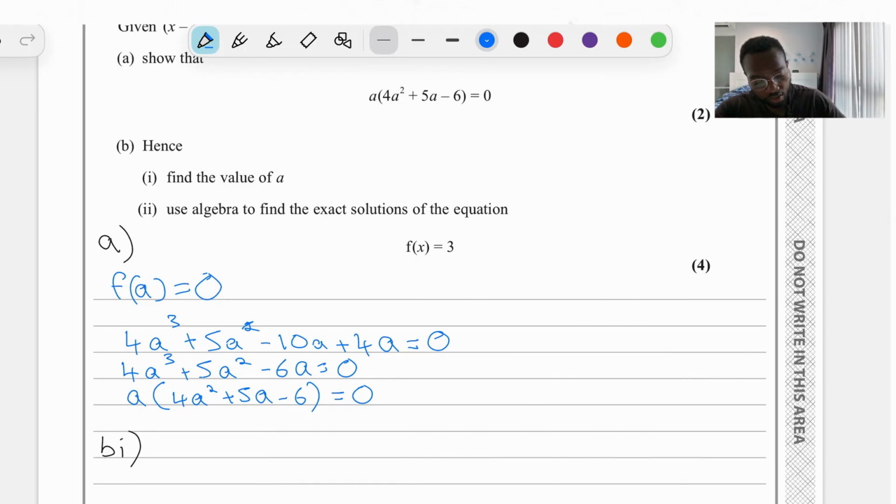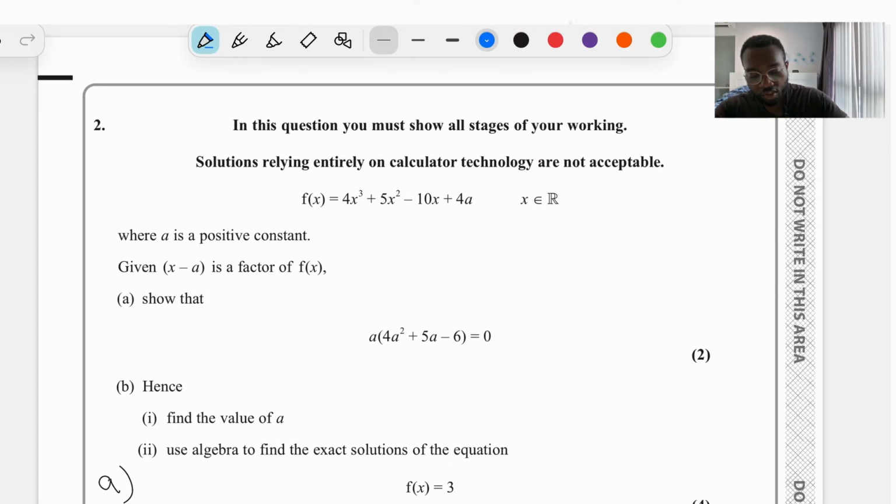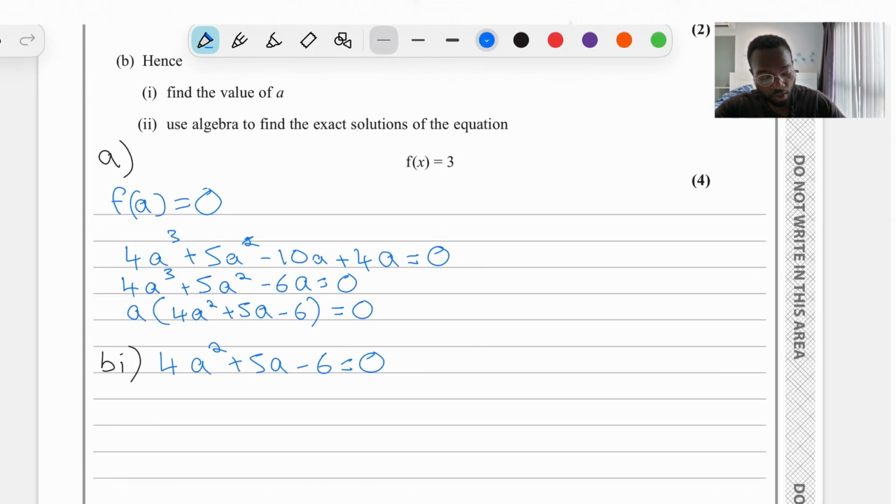So really, we just need to work out the quadratic, okay? So we need to work out this quadratic here, 4a squared plus 5a minus 6. Then the question at the top does say you must show all your stages of working. Because it says that, it means that we can't just plug this into our calculator. We need to really show our workings of the quadratic here. So therefore, we will have to work this out.